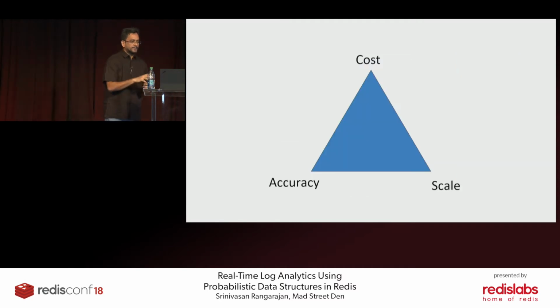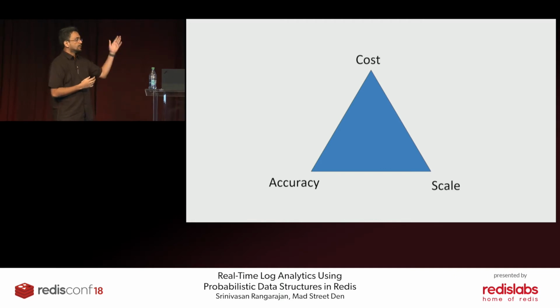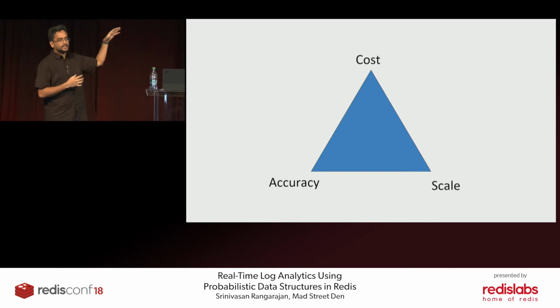But the main thing we want to optimize is, of course, in this diagram, you are given the choice of using only two, right? So you want to make sure your costs are pretty low, and scale is something that you can't decrease, because the logs are generating, and you can't ask the customers, or users, not to visit the site, right? So the only other variable that we can play around with is accuracy.